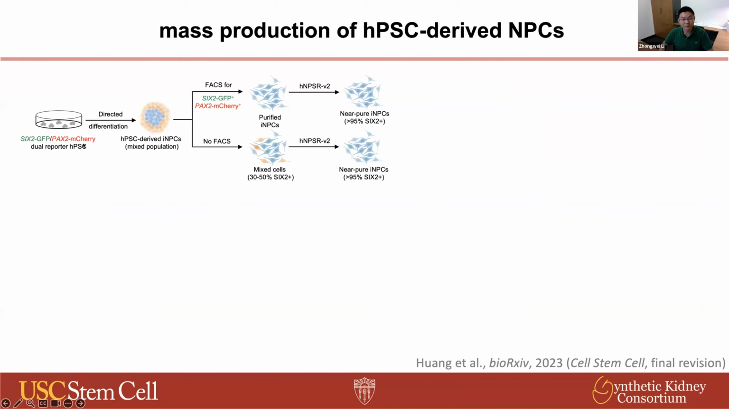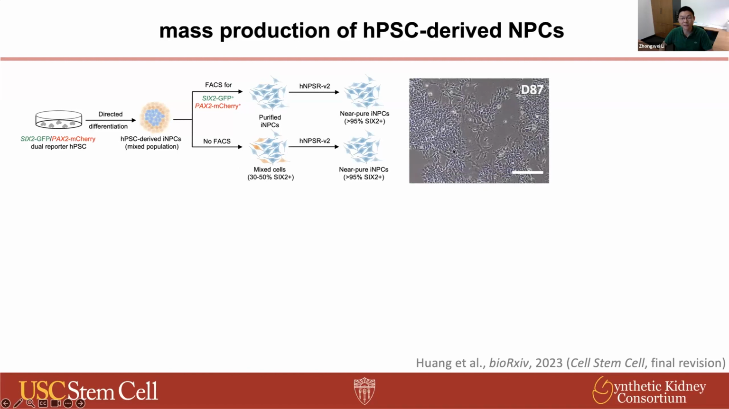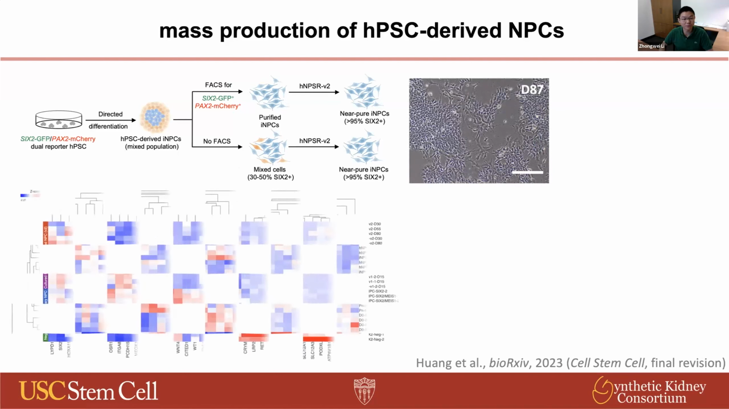With this dual reporter system, we were able to purify the MPC population from direct differentiation of human stem cells. And then we have a unique human MPSR V2 system medium to generate and derive human MPC9s. Again, with the robustness of this culture medium, even from mixed cell types with only 30 to 50% differentiated from the human stem cells, we are able to derive stable MPC9s that can be expanded for a very long time. After more than 100 days, you won't lose their developmental potential.